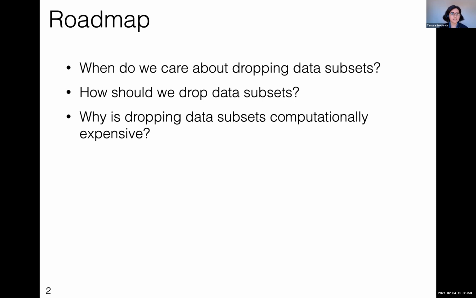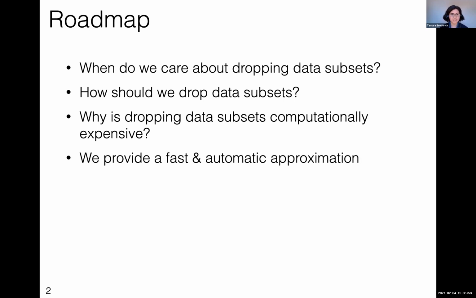And then we're going to see why this is so computationally expensive. Why can't we all just run this right now? And why do we need an approximation? At that point, we'll talk about what the approximation is. Why is it fast? And why is it automatic and easy to use? And then we'll spend a little time just saying, well, what does this look like in practice? We're going to see that it flags some analyses as non-robust and other ones it does not flag.